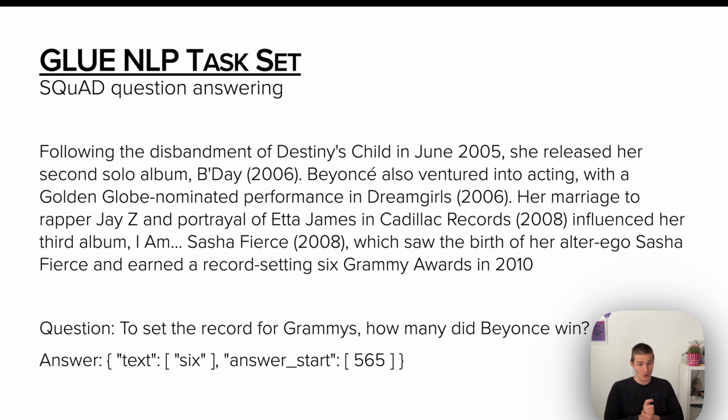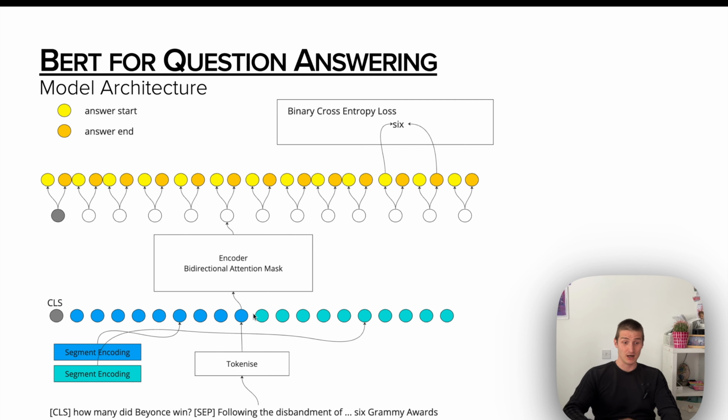So now let's look at the actual code and how to fine tune BERT for question answering. This is how the architecture of the model will look. We pass in the question as an input. We add the CLS token, then the SEP token to signify that the question has ended and now follows the context for the question, which will contain the actual text from which we need to extract the answer.